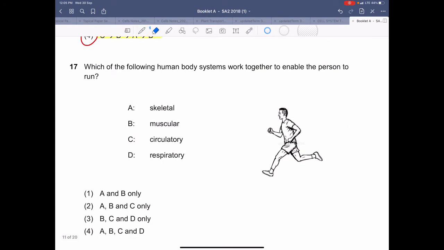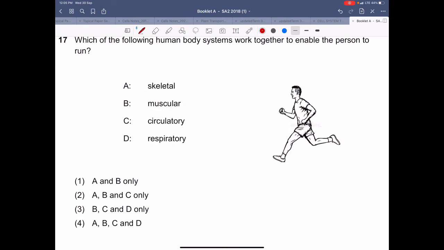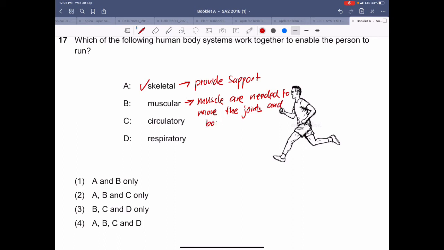Next, which of the following human body systems work together to enable the person to run? Okay. So remember, in systems, the whole idea is different systems need to work together. So your skeletal system is needed. Why? Because it provides support. In this case, your muscular system is needed because muscles are needed to move the bones and the joints. And your bones support your muscles.